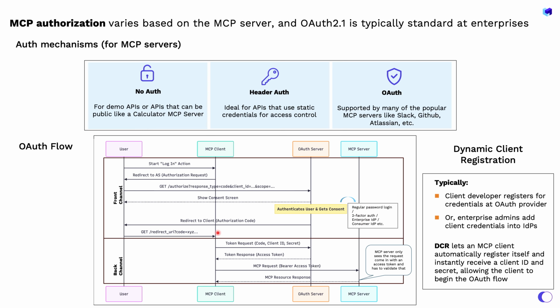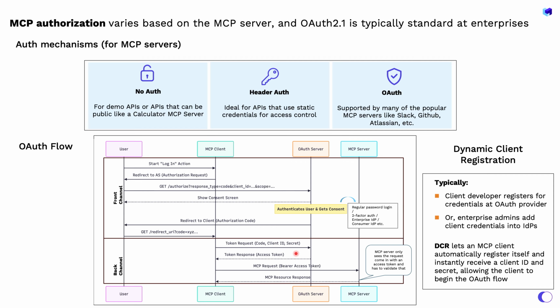And then the redirect happens with the authorization code, where the authorization code, the client ID, and the secret are exchanged with the OAuth server, giving back the access token. And this access token is finally used to access the resources exposed by the MCP server. So if you look at it, what happens is the MCP server only sees the request come in and the access token, and that is all that it has to validate.